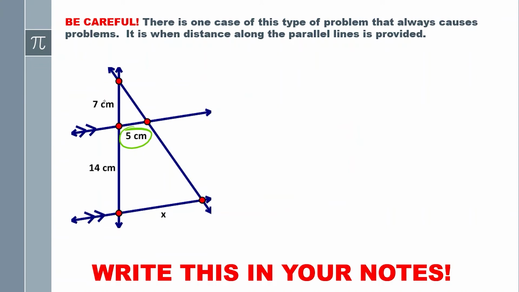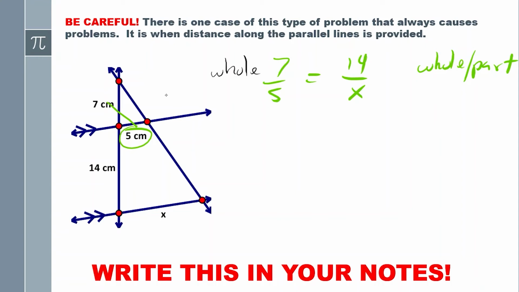Okay, and you might say, well, 7 is to 5 as 14 is to x. Okay, and so what's wrong with that? 7 is to 5 as 14 is to x. It seems reasonable. But let's go back and use those words whole and part to show what we're comparing. 7 is a whole length. 5 is a whole length. Okay, so in other words, we've got this triangle here, and 7 is a whole length of that triangle. 5 is a whole length of that triangle. So we made a whole-to-whole comparison.